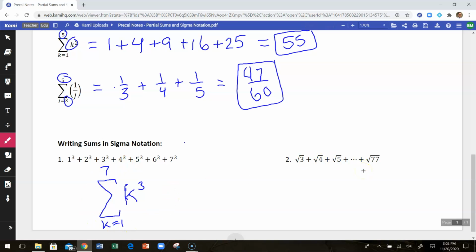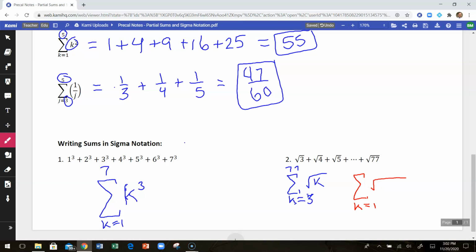On number 2, there's a couple ways you can write this. A lot of people would probably choose to say, all right, we start with 3. So k equals 3. We end with 77. And our formula is just the square root of k. I'm going to challenge you a little bit to do this differently, because a lot of times it's advantageous to start with 1 on the bottom.